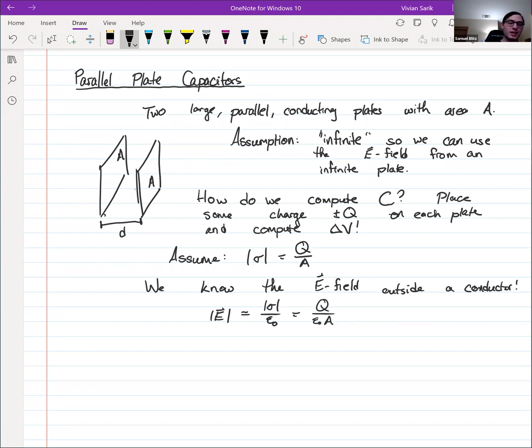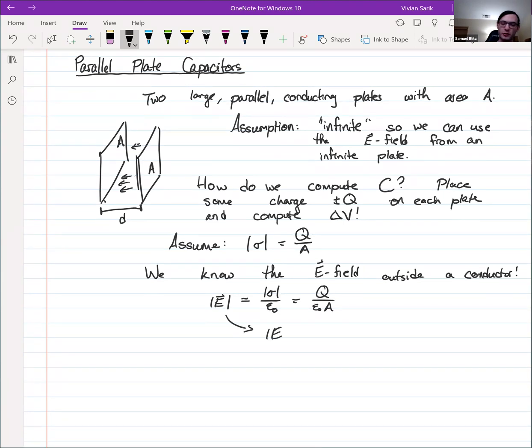That is the electric field at any point between these two plates. And we know the direction too. It points outwards because we're assuming that they're large. And we know that it's constant in magnitude because, again, we're assuming that they're large. So just to jot this down, the electric field is constant and points from the positive plate to the negative plate.